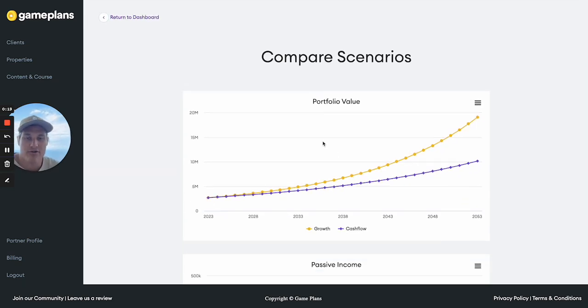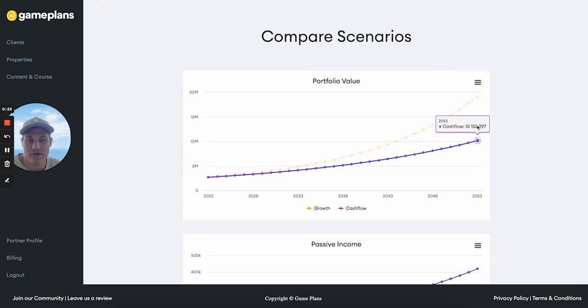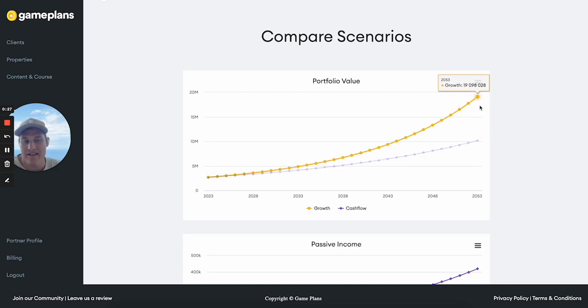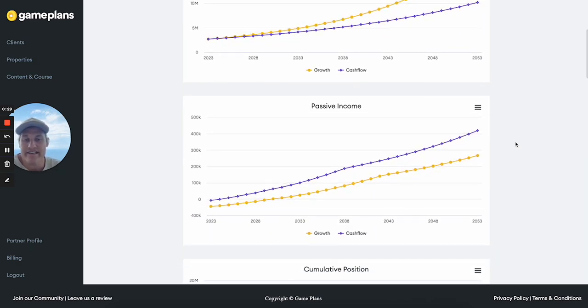We can see that in the growth portfolio, which is the yellow line, we've got a much better growth outcome from the portfolio compared to something like a cash flow. There's a $9 million difference at the end of this year. Second chart is passive income, where we can see obviously the cash flow portfolio is outperforming, where we end up at sort of 400k worth of passive income versus 266k worth of the capital growth.